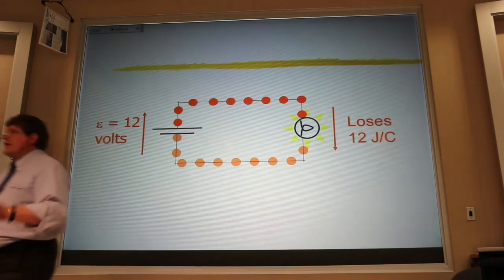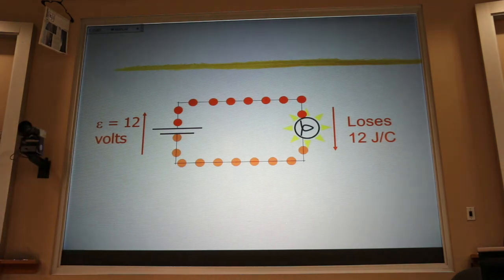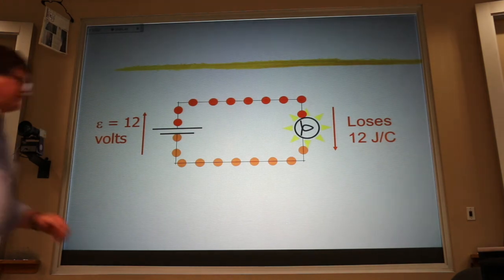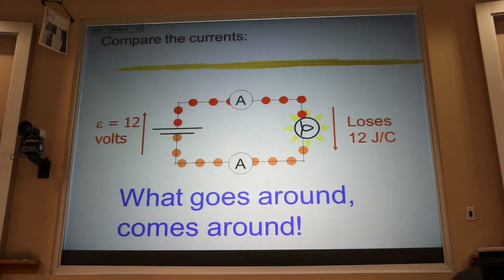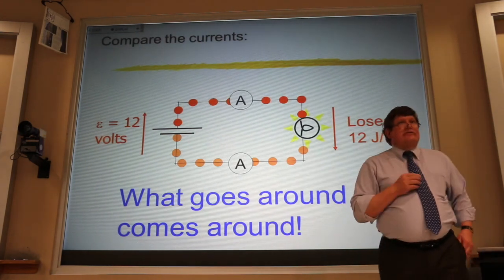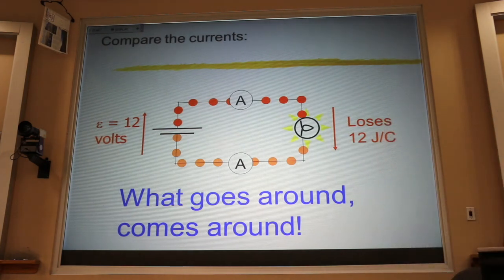But the current doesn't get used up. The current is the flow of dump trucks, not the flow of energy. It's the flow of coulombs that makes up the electric current. And so that means that if I put an ammeter to measure that current at those two locations, I would get exactly the same reading on both of those ammeters. And I say it this way: what goes around comes around. It just keeps on going. So the current that goes through the battery is the same as the current that goes through the bulb and everywhere else in that simple circuit.